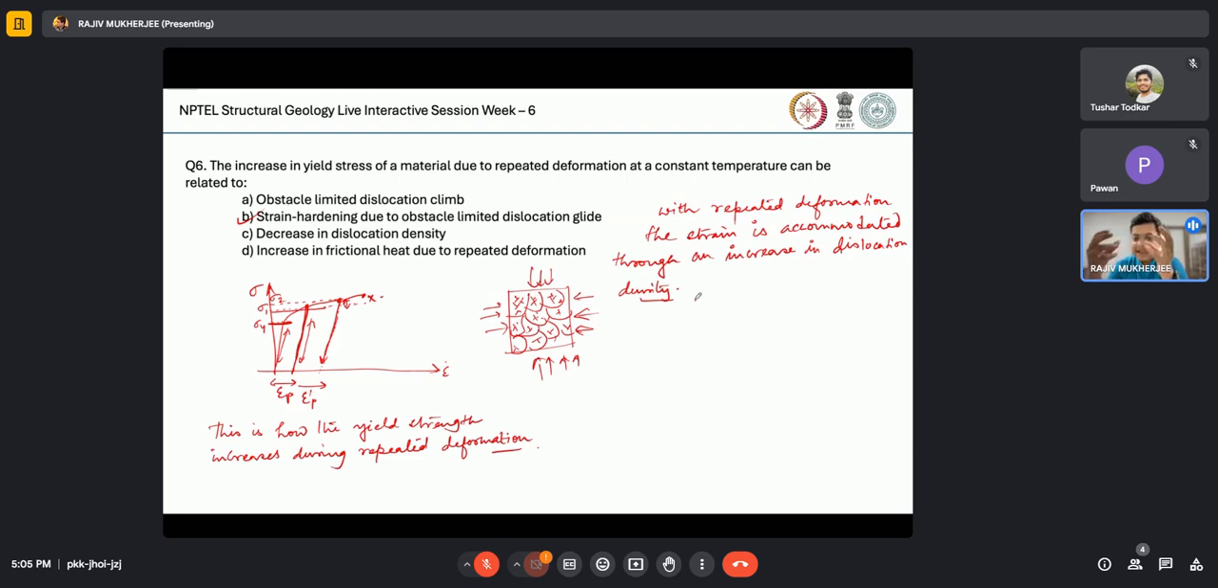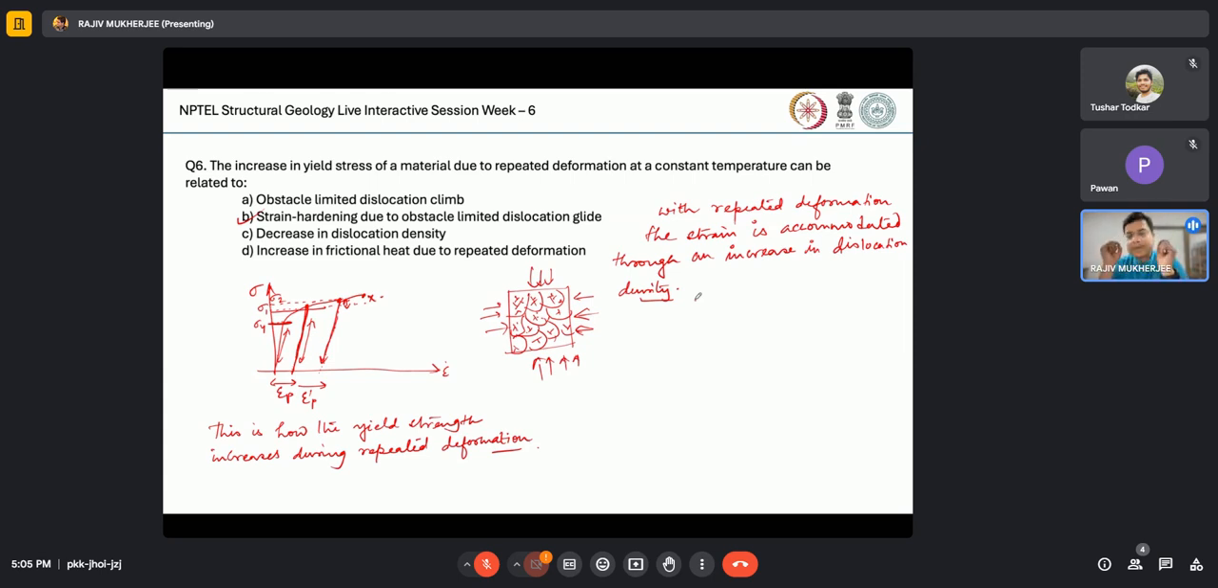The increase in dislocation density eventually means that the probability of having the same sign of dislocations will also increase. And this increase in dislocation density will eventually impede the motion of the dislocations. If the dislocations can't move away, they will repel each other, and this repulsion will eventually make the material harder even to accommodate the strain. That is called strain hardening.